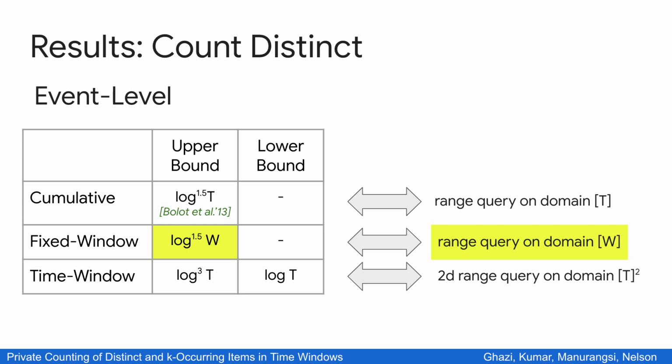And this is a new reduction that we give here. As I said earlier, we are giving a reduction from this setting to range query on domain size W, where W is the window size. But for simplicity here, I will present the reduction where the domain size is T instead, which is a weaker reduction. There is a simple trick that can reduce the domain size from T to W, but I will not be presenting it here.